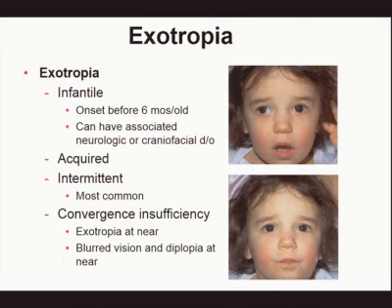The most common kind of acquired or older age onset is intermittent. That means that the eyes look straight sometimes, and sometimes they're turned out. And often with exotropia, you'll see that it alternates between the two eyes.